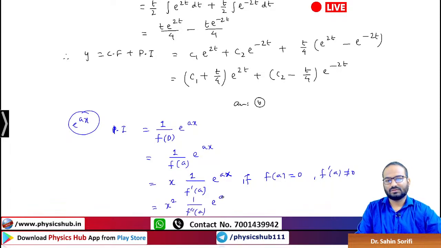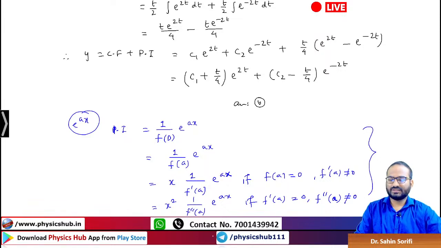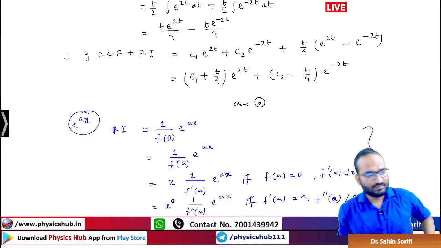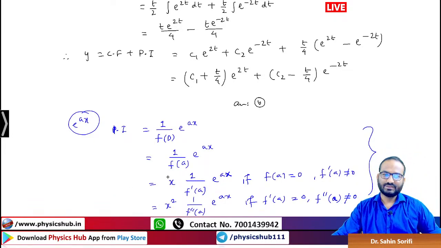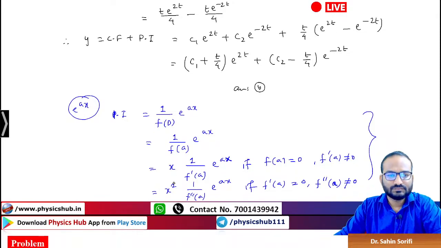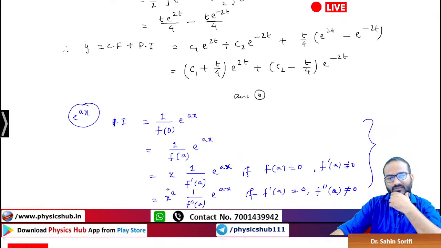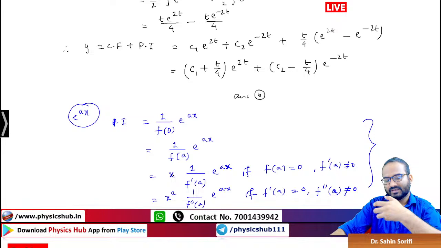Do you remember or not? You can check the rules for particular integrals. Whenever the denominator is 0, x will be multiplied, and after multiplying x also, if this denominator becomes 0, then you have to take the differentiation again, and x will become x square.